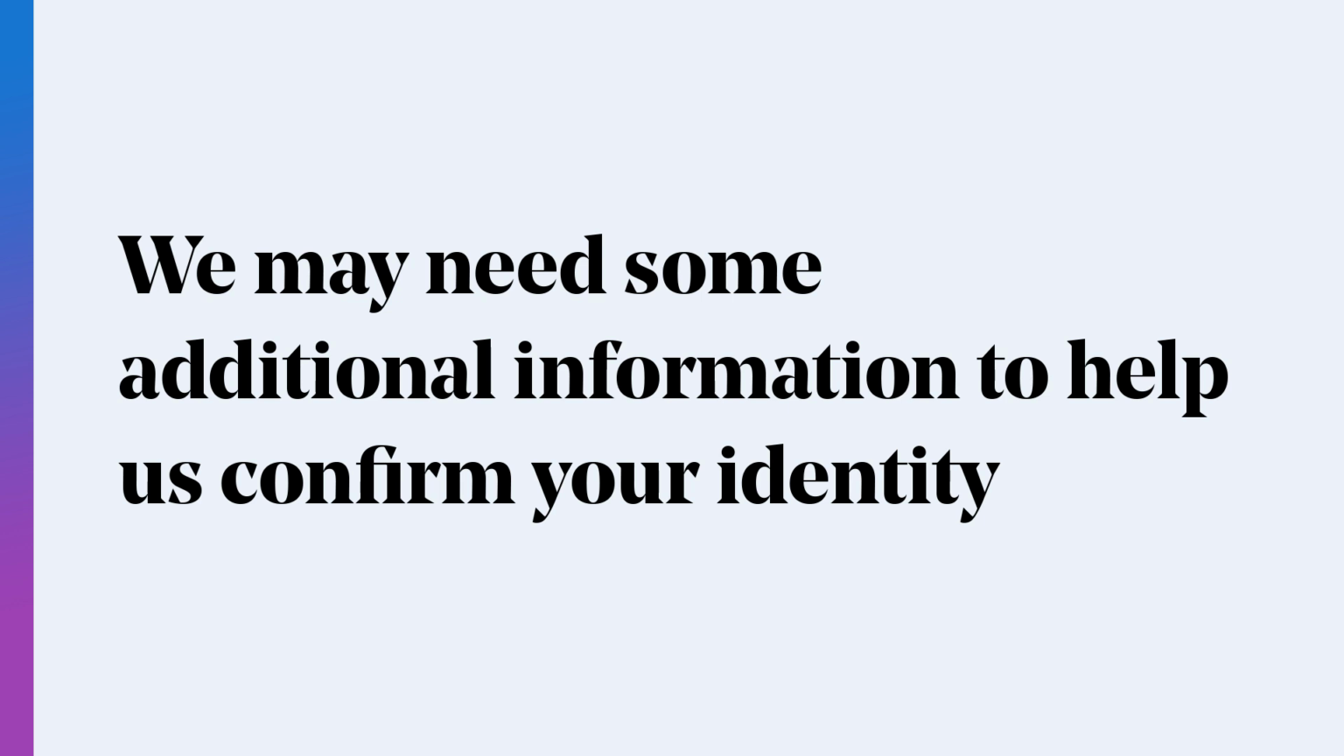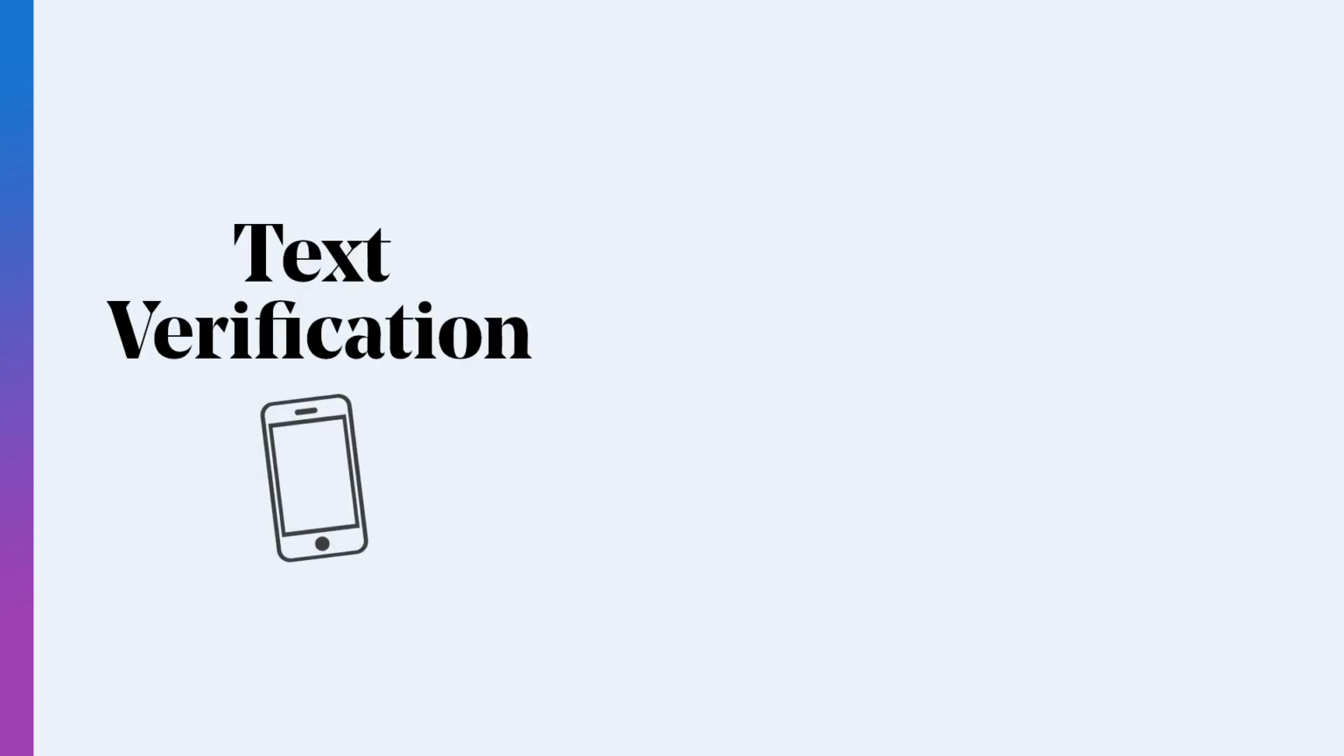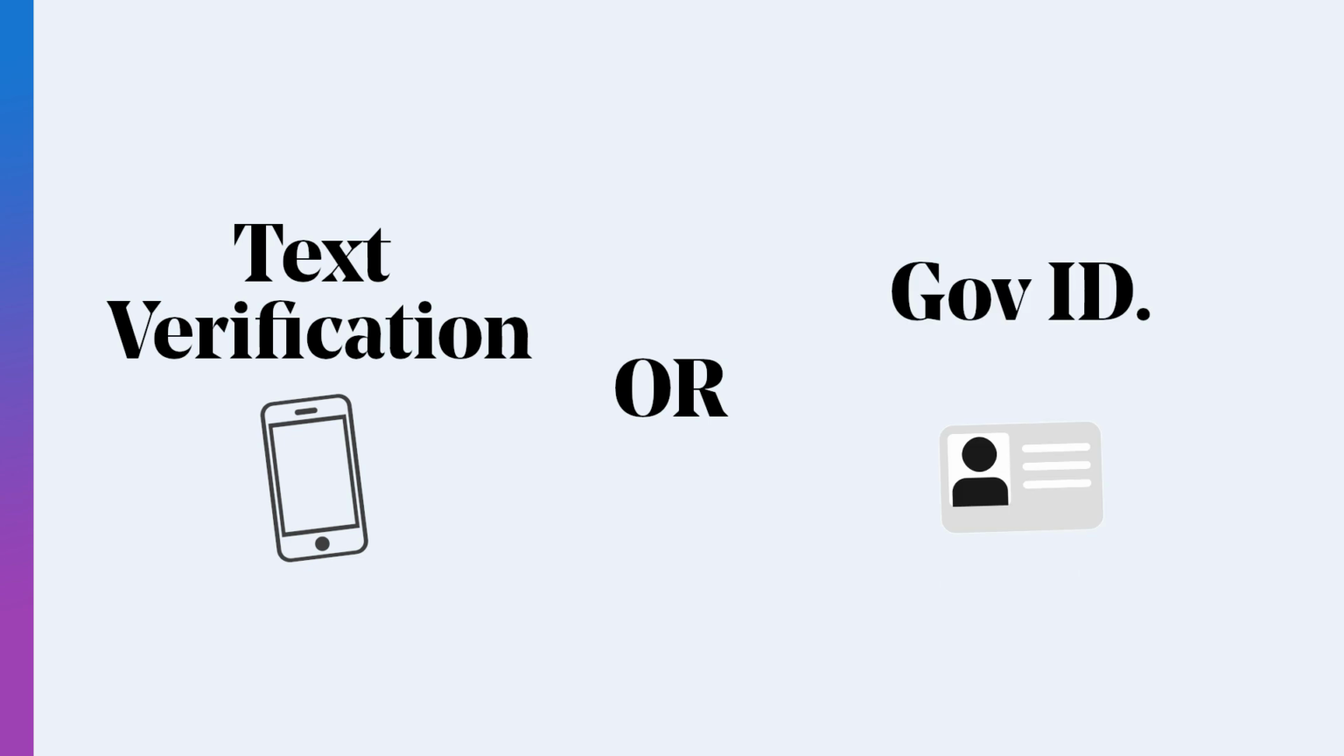At this point, we may need some additional information to help us confirm your identity. If this is the case, you'll be asked one of two things: to verify your phone number, where we'll send a text with a code to your phone and you'll enter that in the Verify Phone Number field, or we'll ask you for a photo of a government ID. You'll choose which type of ID you'd like to share and upload the photo. Then we'll capture a current photo using your camera to match it all up.